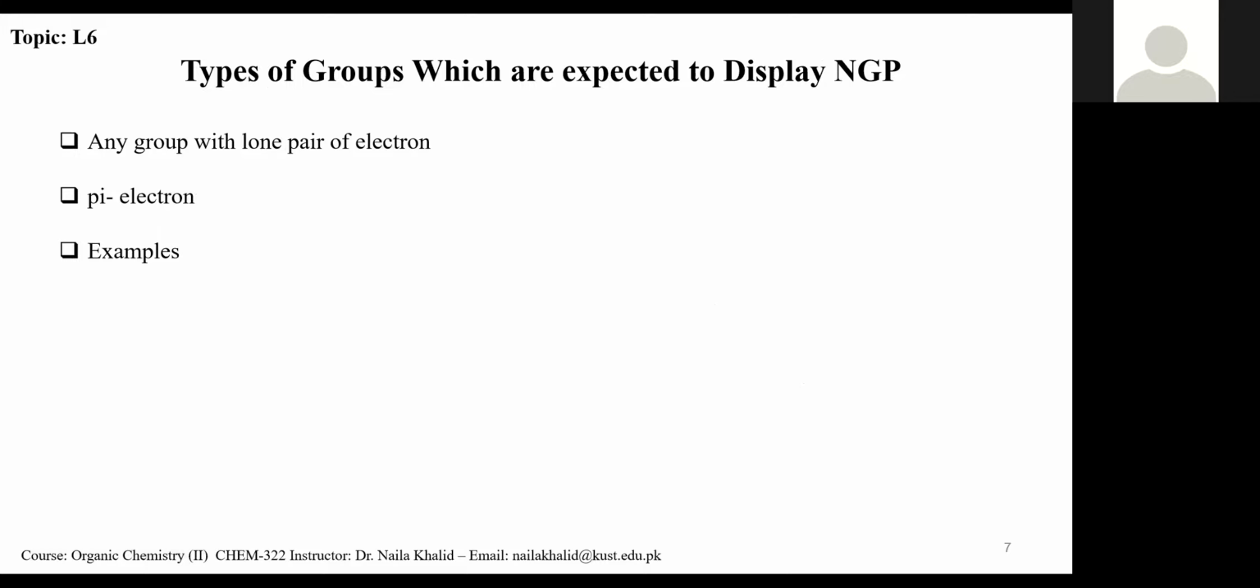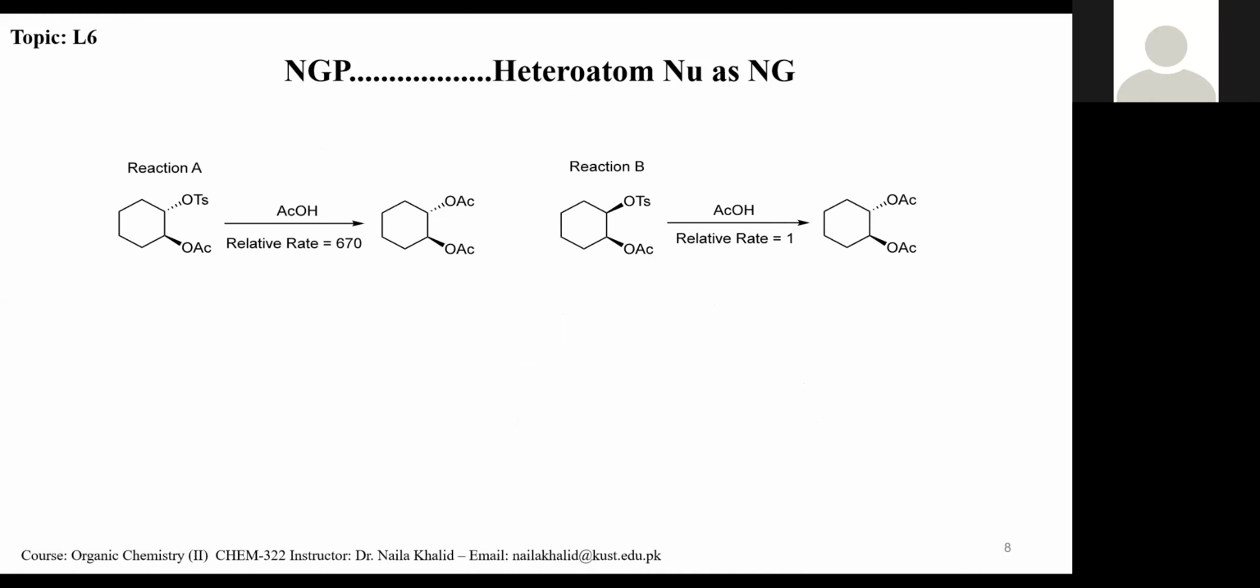So this neighboring group has special features. It may contain a lone pair of electrons, that may be a heteroatom containing oxygen, sulfur, or nitrogen, or it may be a pi electron in the form of a double bond or in the form of a phenyl ring. So this is an example of neighboring group participation in which the heteroatom is present as a neighboring group and acting as the neighboring group participant. So this is OAc, the acetoxy group.